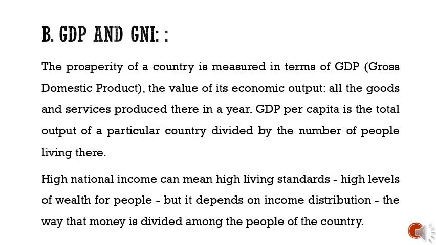GDP and NI. The prosperity of a country is measured in terms of GDP, gross domestic product, the value of its economic output. All the goods and services produced there in a year. GDP per capita is the total output of a particular country divided by the number of people living there. High national income can mean high living standards, high levels of wealth for people, but it depends on income distribution, the way that money is divided among the people of the country.